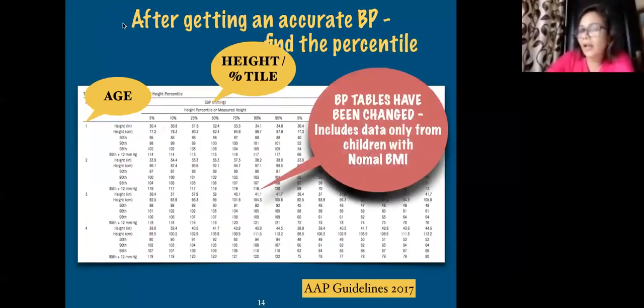What I would like to highlight here is that the blood pressure tables have been changed in the recent guidelines of 2017 issued by the AAP. And the difference between these latest charts and the previous ones is that the latest 2017 chart includes data only from children with normal BMI.